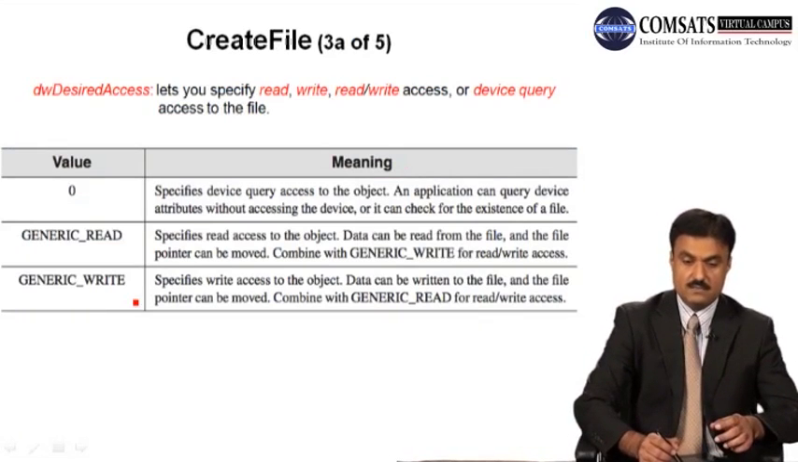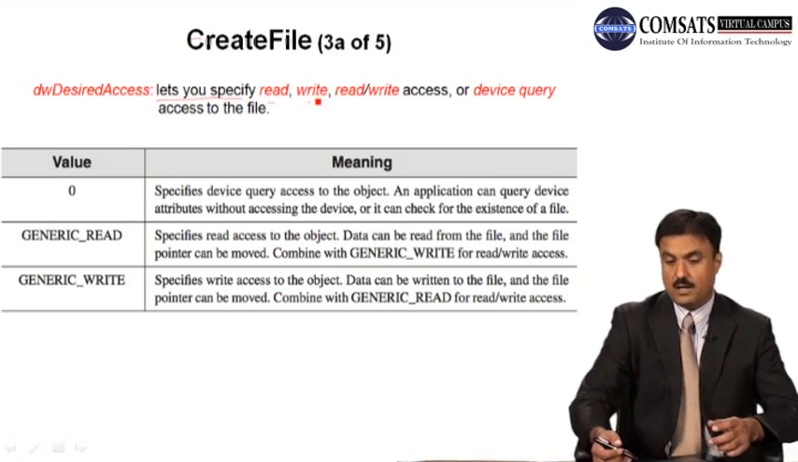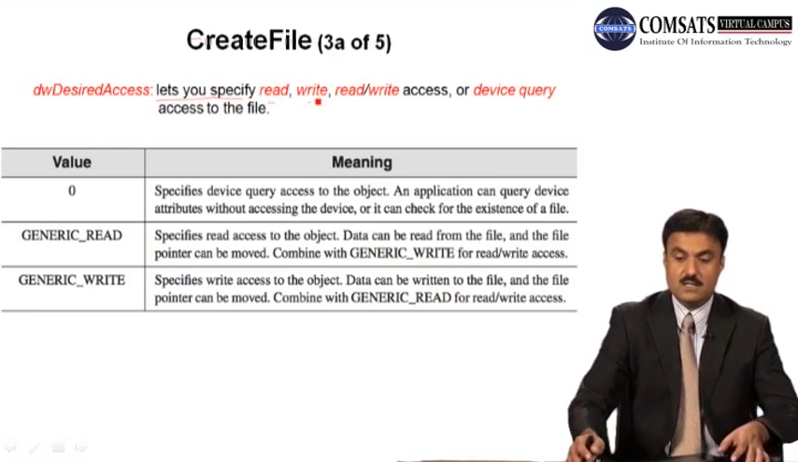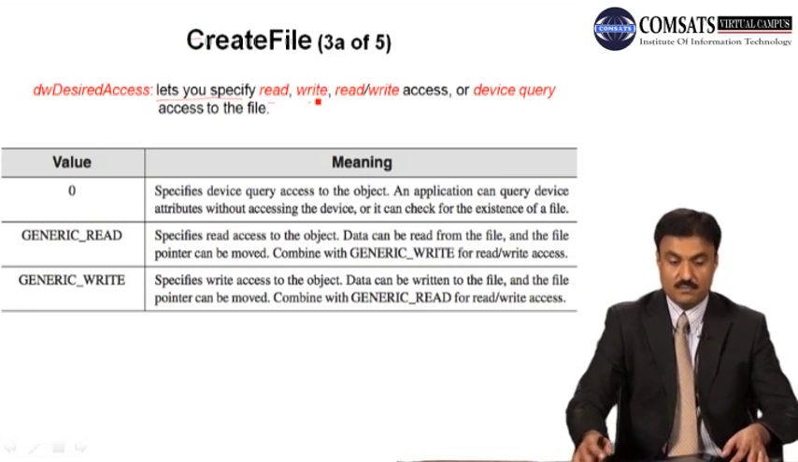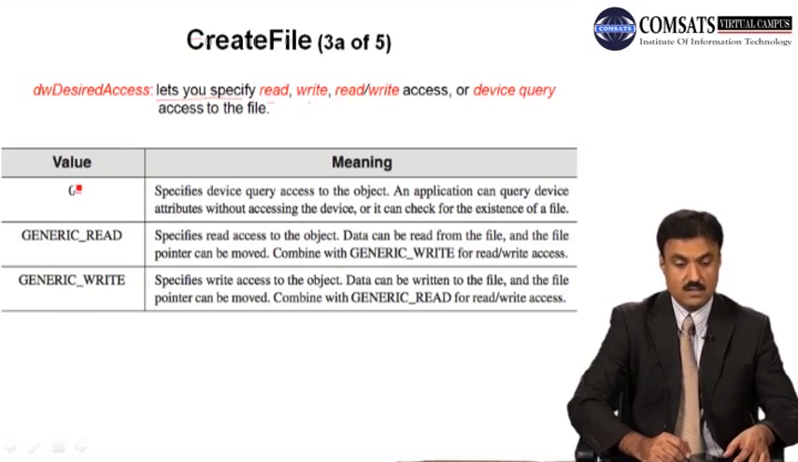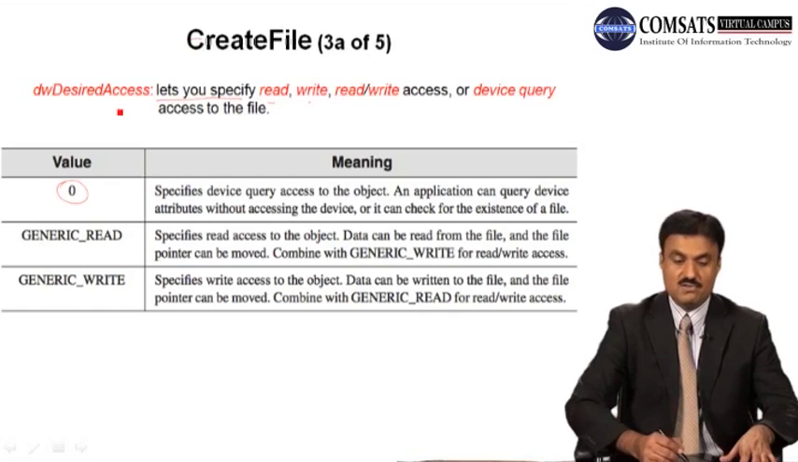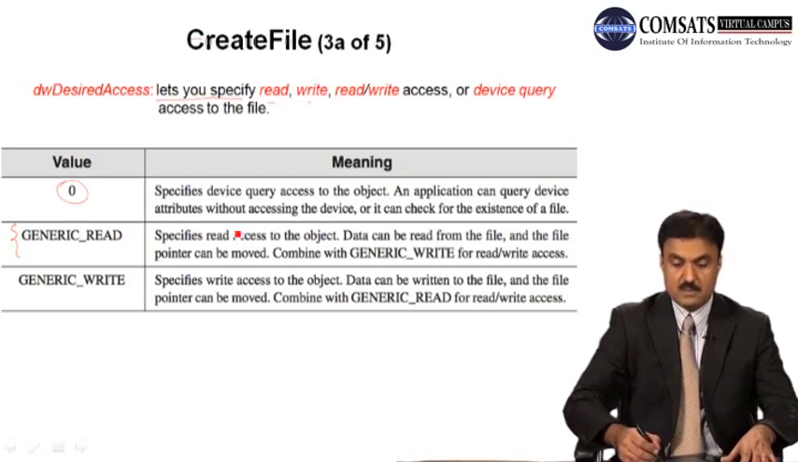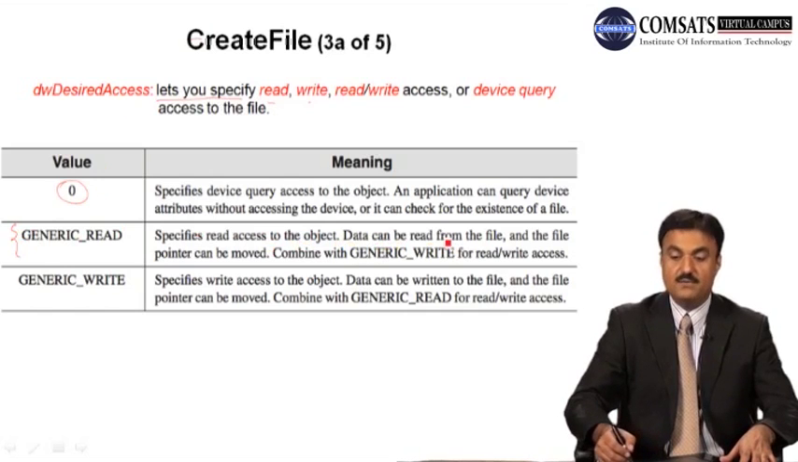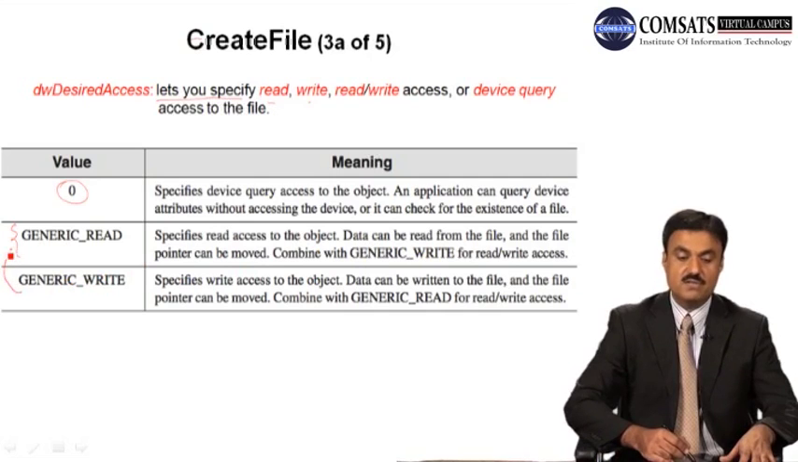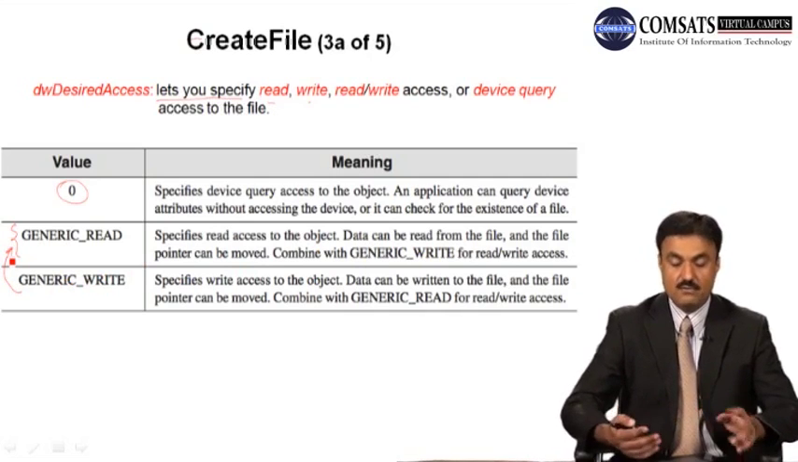So here you can see desired access. It will let you specify whether you want to write, read, or read and write access, or device query access to the file and so on. So here is 0. It defines the query access to the object. So the application can query device attributes without accessing the device and so on. And then we have generic read, which specifies the access to the object. Data can be read from the file, and the file pointer can be moved and so on. It can be combined with generic write. Similarly, generic write can be combined with generic read, so you can perform both read and write functions and so on.